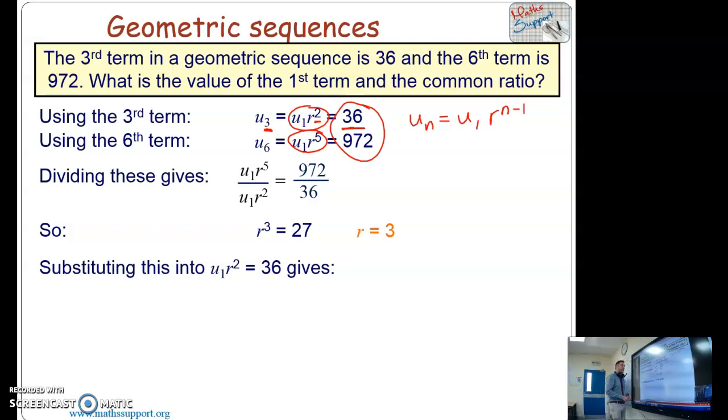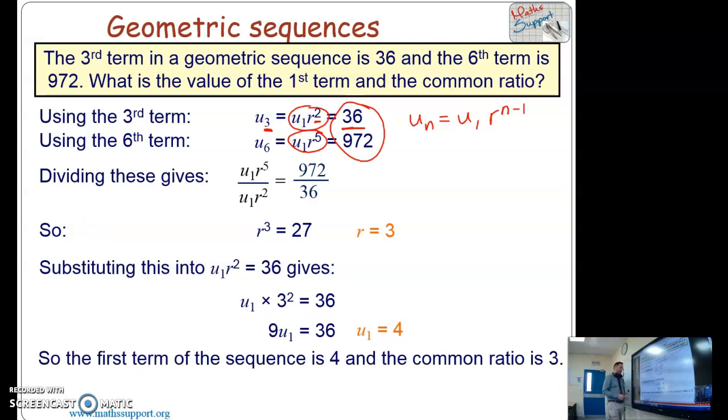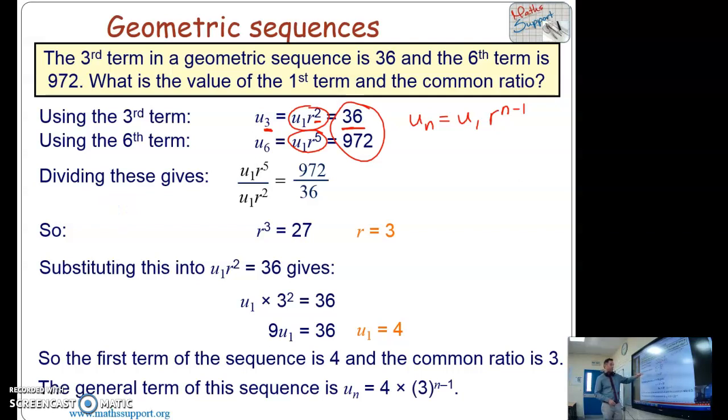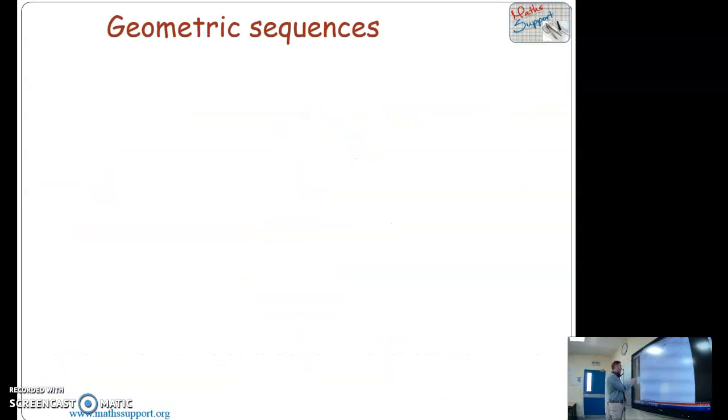We now need to find the first term in the sequence. So let's substitute the 3 squared in there. And we get 9 times the first term equals 36. And that means the first term is 4. So it's starting to apply that formula now to work out the other parts. First term is 4, common ratio 3 in that one. And if we wanted the general term for this one, we could say it's 4 times 3 to the power of n minus 1. Okay.